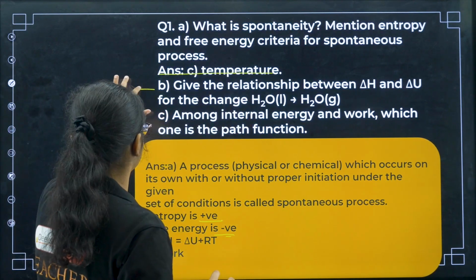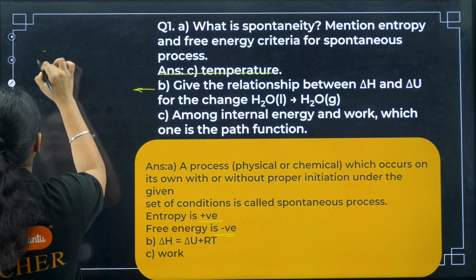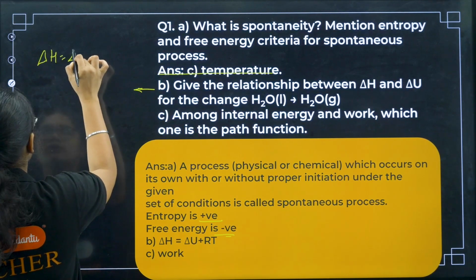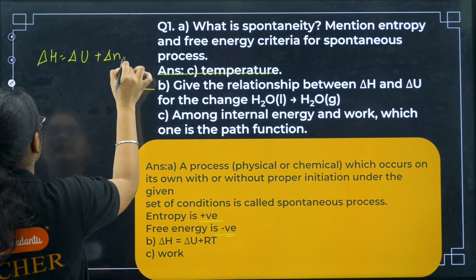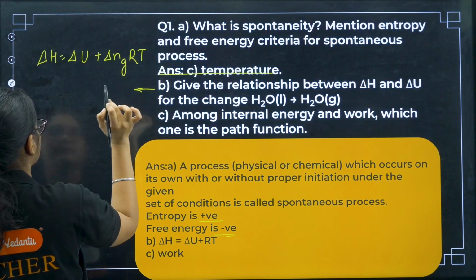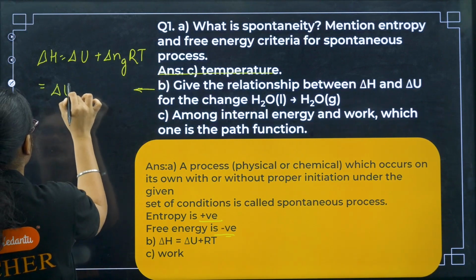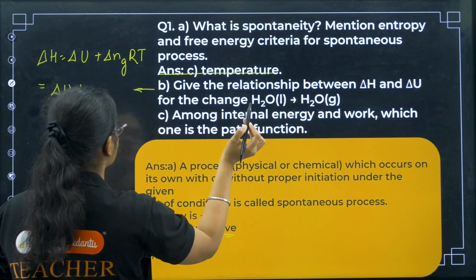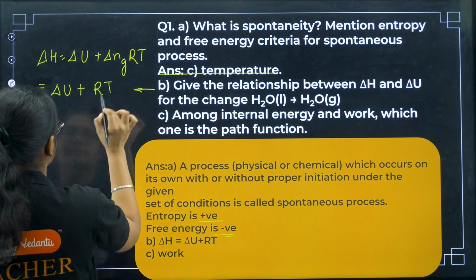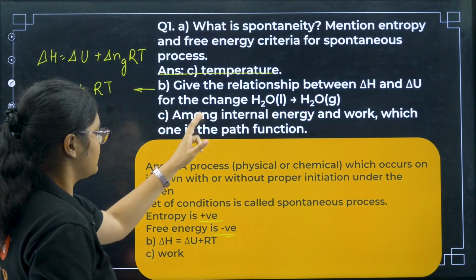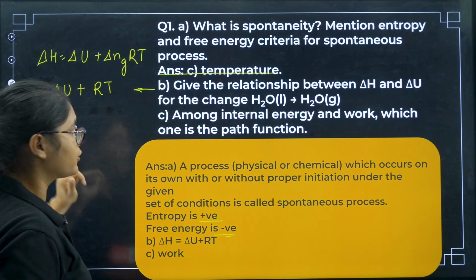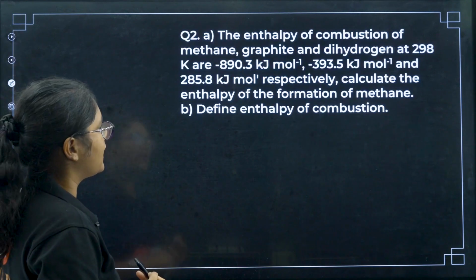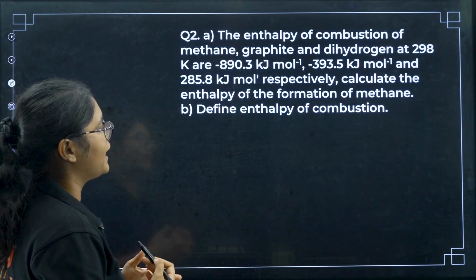Now for this particular question, delta H is equal to delta U plus delta NG RT. So what can I put? Delta U plus, what is delta NG? 2 minus 0, 1 minus 0, 1, so that is RT. Delta U plus RT. Now path function is a work function.